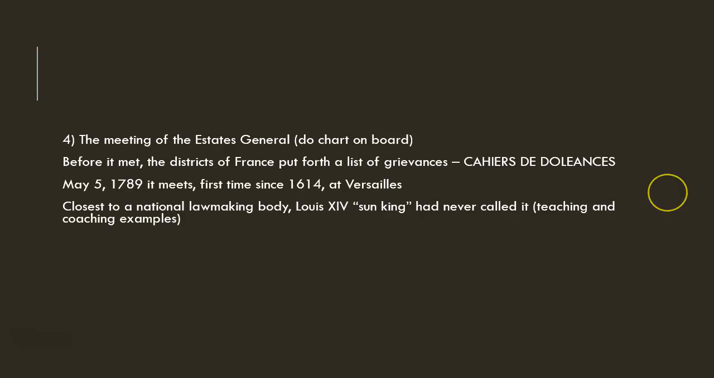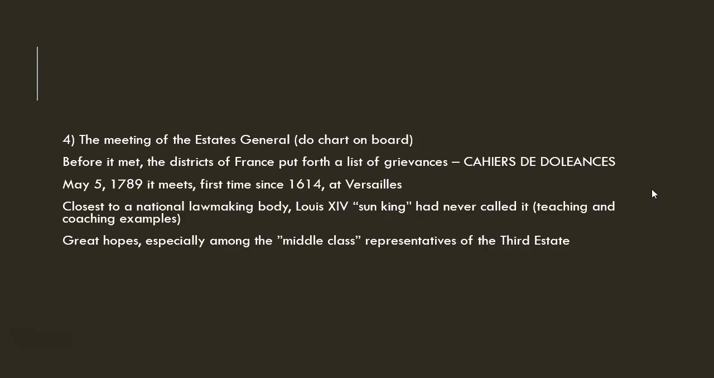And you notice here where I mentioned the Sun King had never called it, and I mentioned that I used several examples from my long teaching and coaching year. I'm in my 35th year of teaching, of times that I gave the kids a choice. I mean, sometimes it works out well. Sometimes it doesn't.